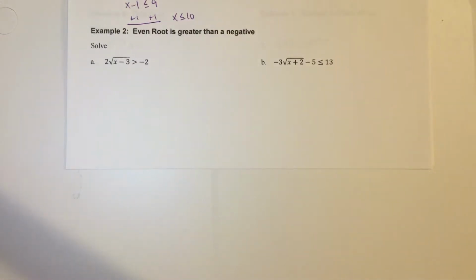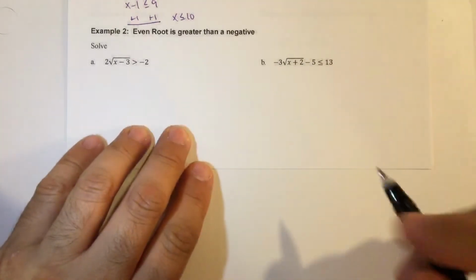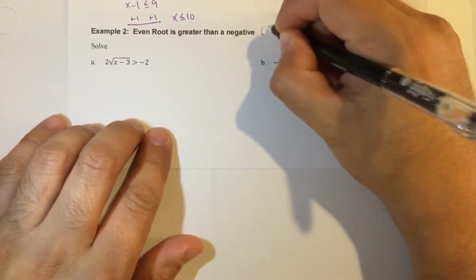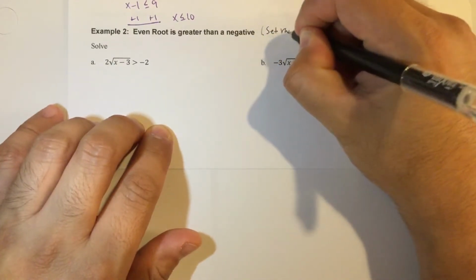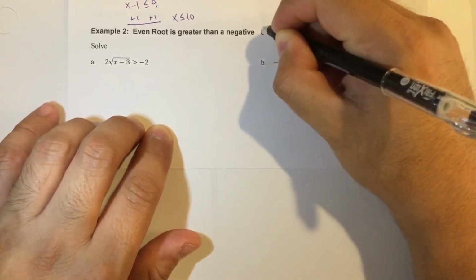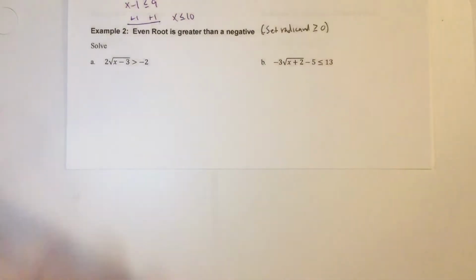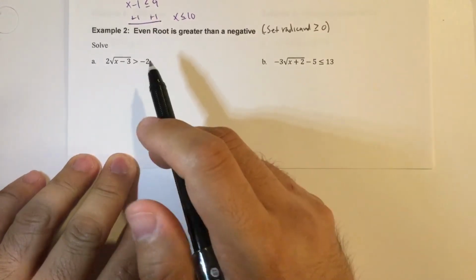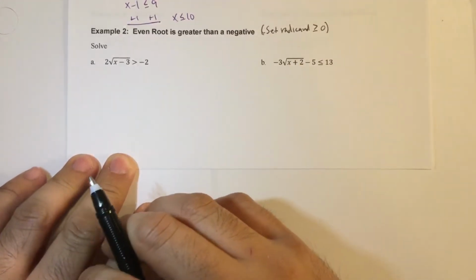All right, for the next one, when an even root is greater than a negative number, what you pretty much do here is you set the radicand, which is inside the radical, greater than or equal to 0. And that's pretty much going to yield your answer for the most part. And also, when you set the inside of a radical equal to 0 or greater than or equal to 0, that's going to be your actual domain.